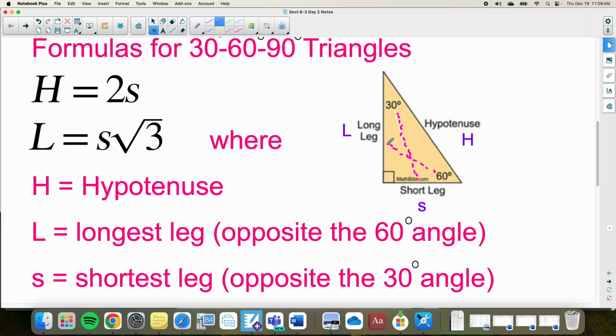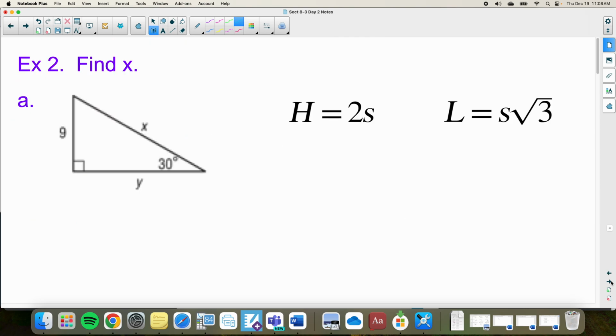So when you get a problem today, you're going to have a 30, a 60, and a 90. You're going to label the H for the hypotenuse, go across from the 30 and label the S, go across from the 60 and label the L. Another thing that's a little bit harder today is there are two formulas instead of one. So let's go ahead and start one, and then I'll explain how we do this.